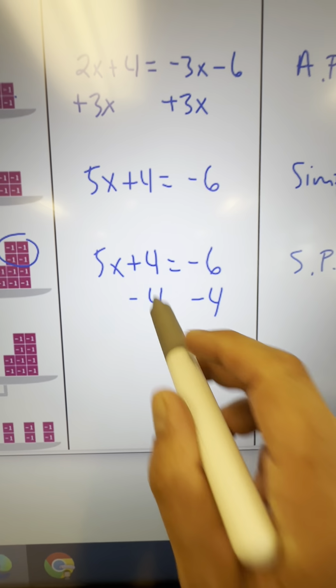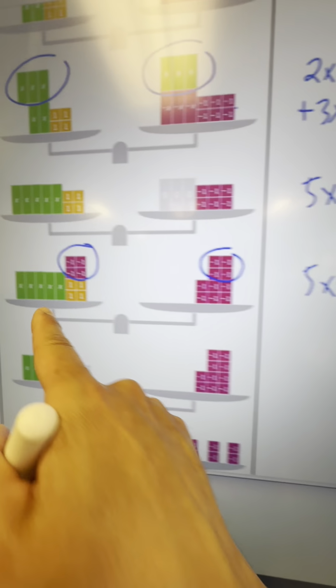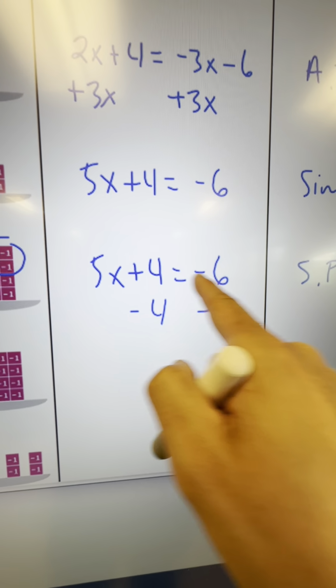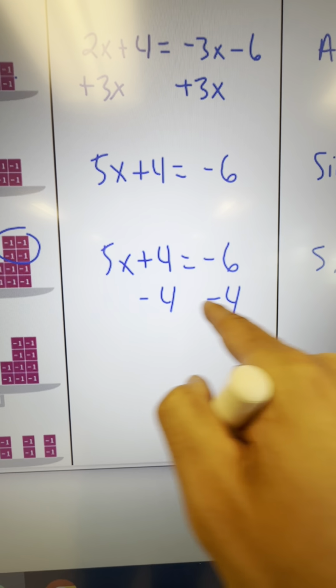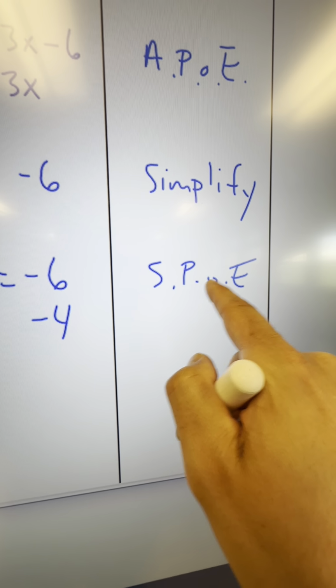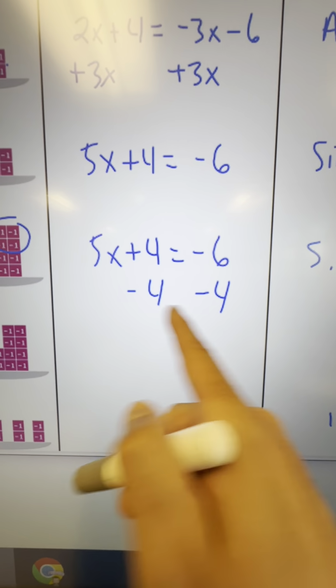So algebraically, you're going to copy the original, right? We still got 5 x's, 4 ones. We still got 6 negatives. So that's what I wrote here. But now we're just going to be taking away 4 on both sides. And by doing that, this is called subtraction property of equality. We're taking away the same thing from both sides.